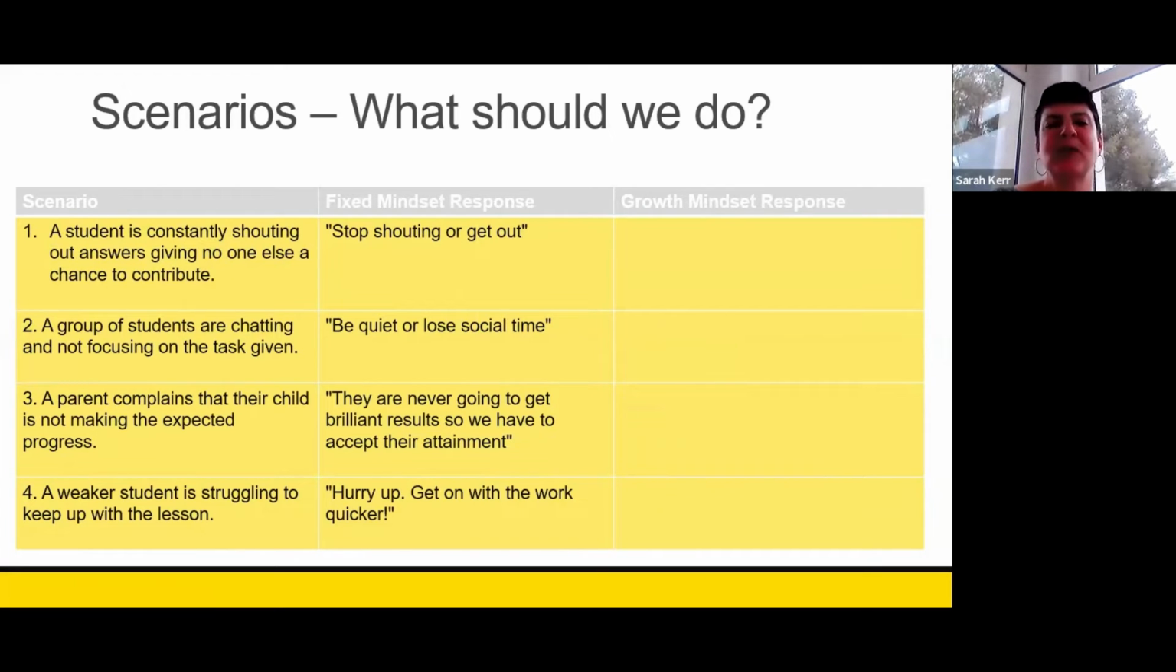We have a group of students who are chatting. They're not focusing on the task given. A fixed mindset, typical response would be "quiet" or "you lose your social time." How could we turn that into a more positive growth mindset response? Who would like to respond to that one, please?